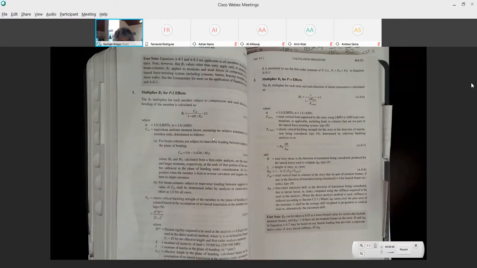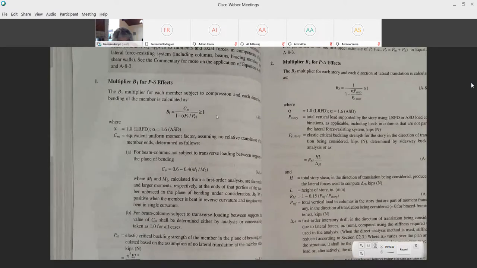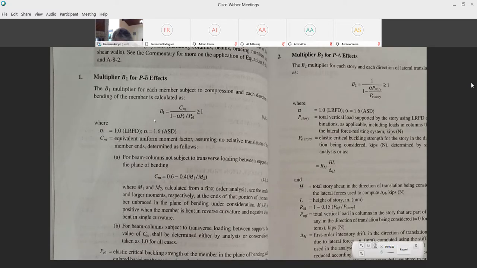So this is the magnification factor. This is the formula. There's going to be one for the x-axis and one for the y-axis in this problem because we have biaxial bending. So we had to do it twice.